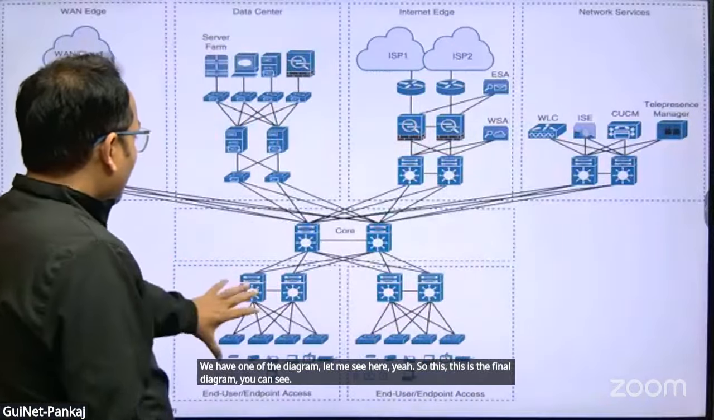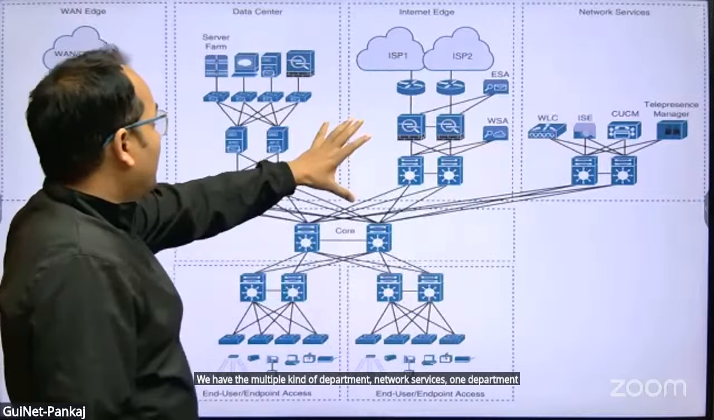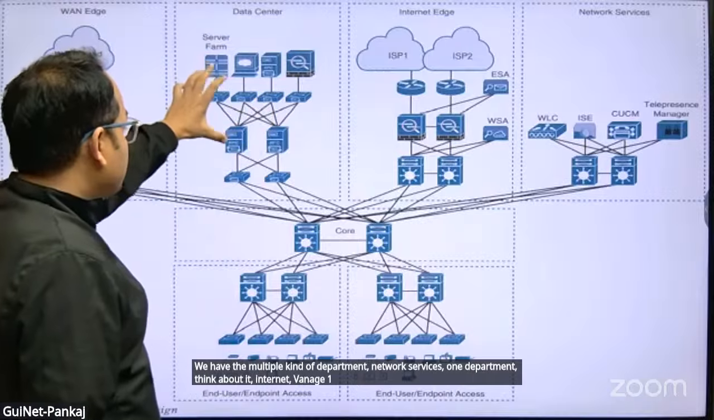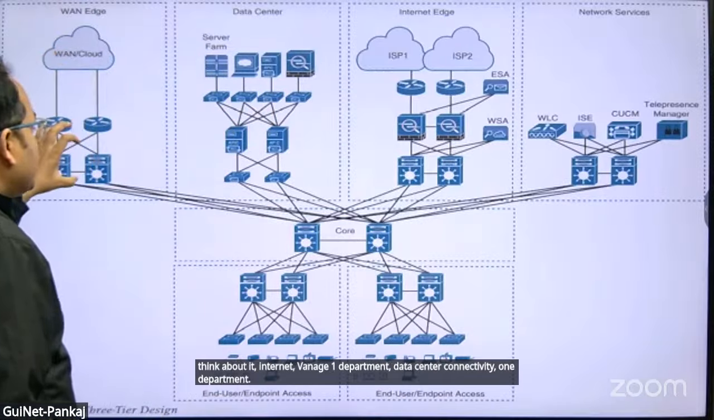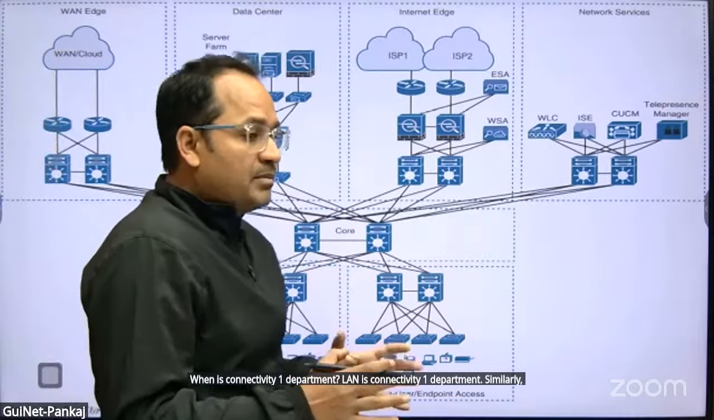You can see we have multiple kinds of departments. Network services is one department. Internet WAN is one department. Data center connectivity is one department. WAN edge connectivity is one department, LAN edge connectivity is one department. Similarly, we have multiple kinds of buildings available in the same campus.